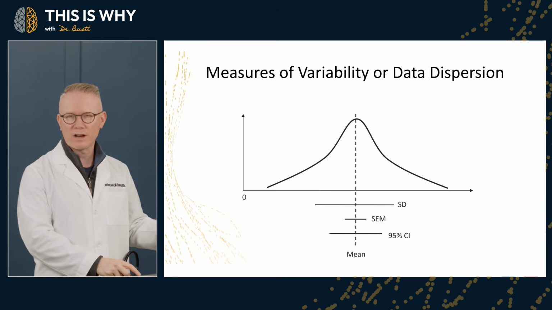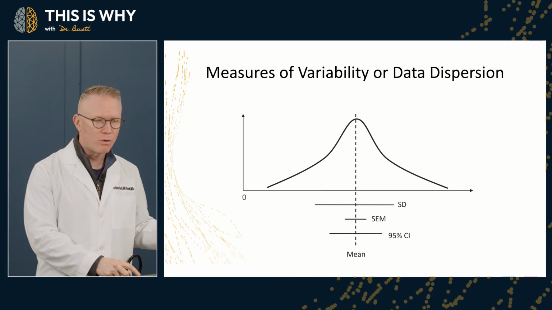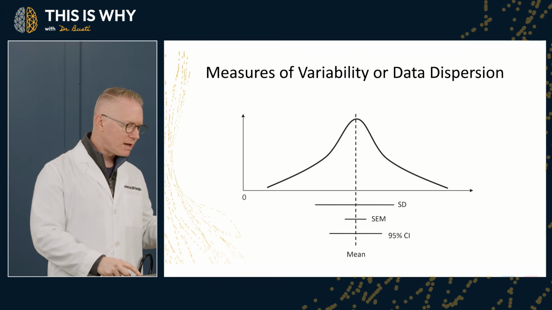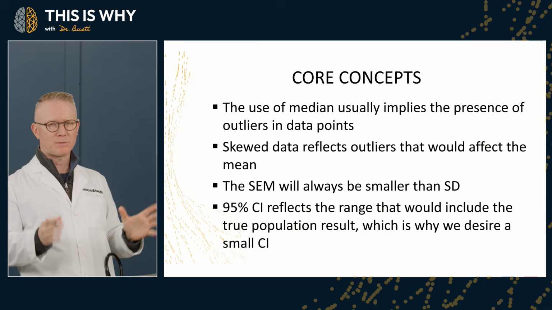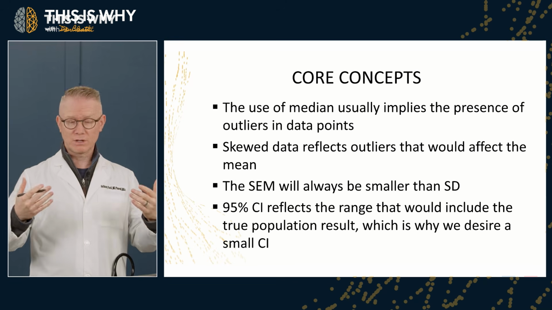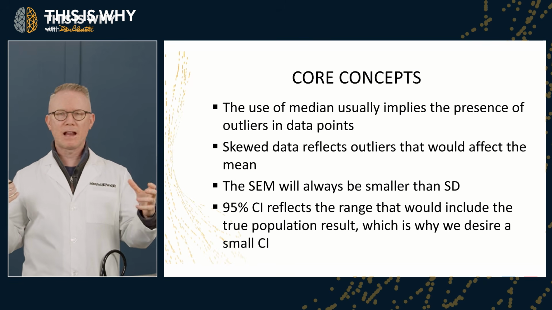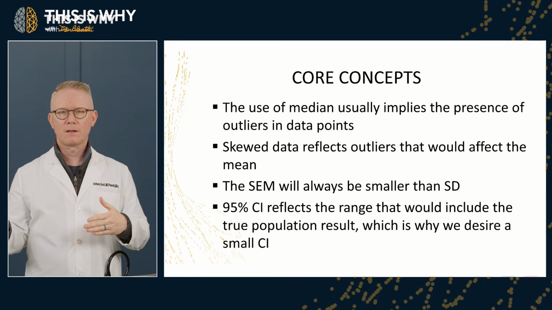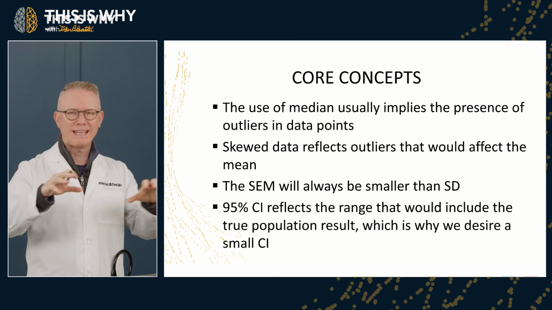But we're not applying standard deviation to median data. You should never see that. This is continuous parametric data where your data is meeting certain rules. Using a median usually implies that there are some outliers, something skewing the data that could affect the mean in one way or the other. The standard error of the mean is looking at the variability between samples.